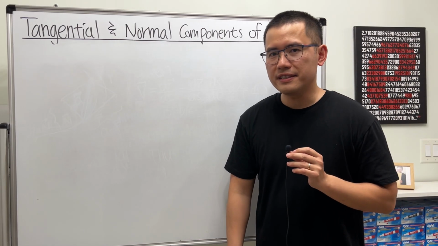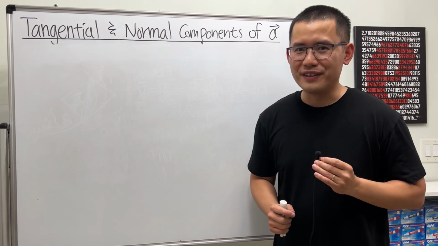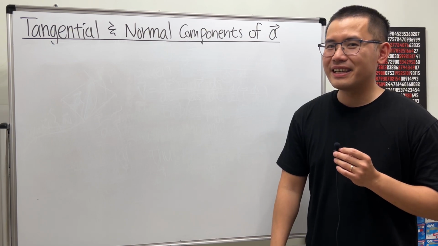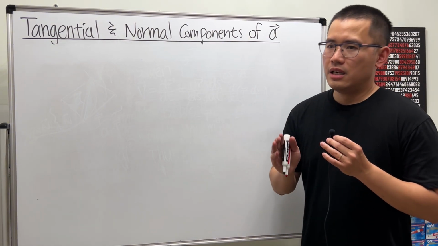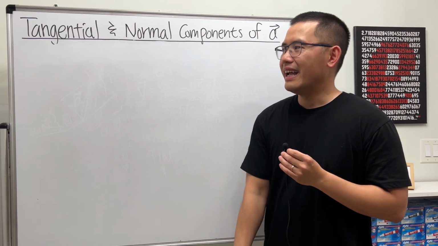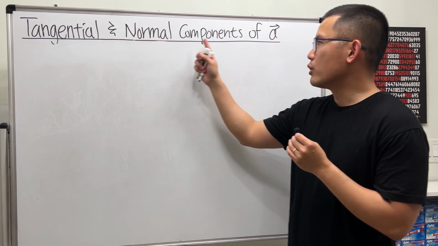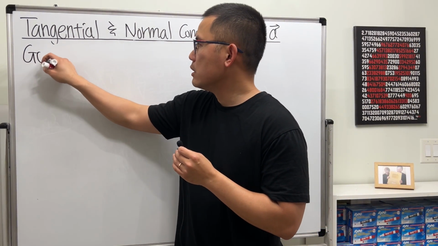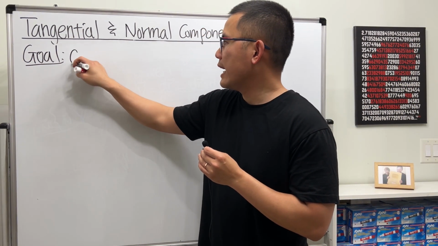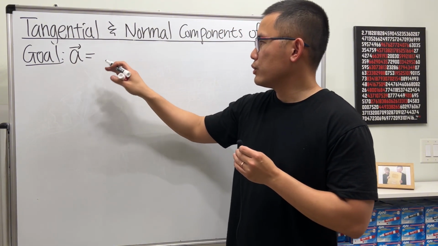Sometimes when we are doing physics, or maybe I should say when you are doing physics, because I don't really do physics, maybe you want to find out how much acceleration is acting in the direction of motion. And that's what the tangential and normal components of the acceleration are for. In this video, our goal is to see how to write A as two components.